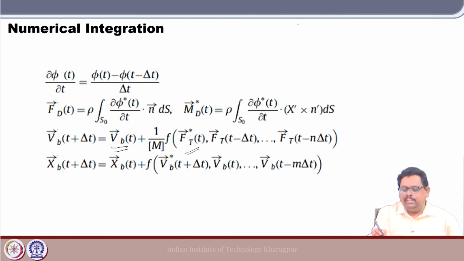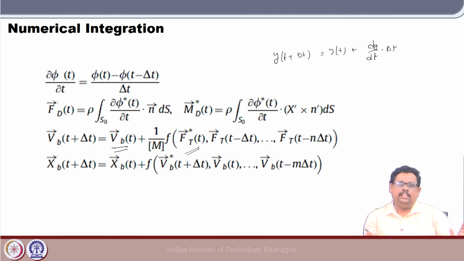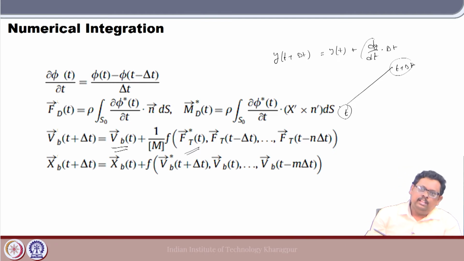Because if you remember, I just wrote the Euler scheme: y at t plus delta t is nothing but y at t plus dy/dt into delta t. So, this is the Euler scheme. Now, dy/dt you can take at t or at t plus delta t. So, this slope you can take at either this point or that point, based on whether you are going to use the implicit scheme or explicit scheme.